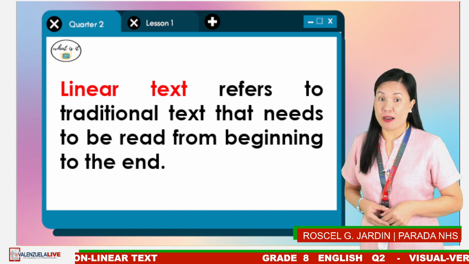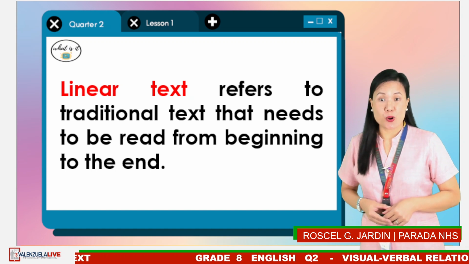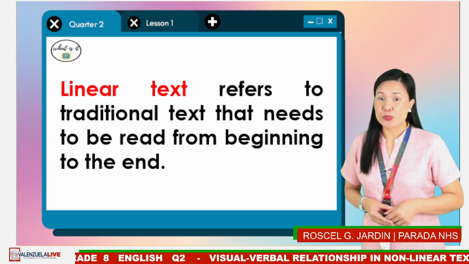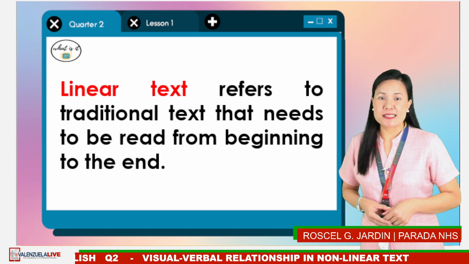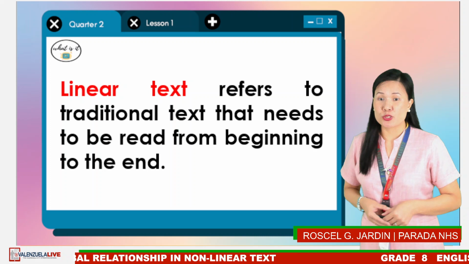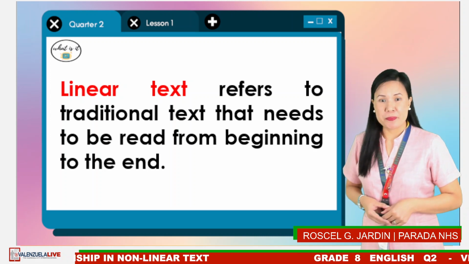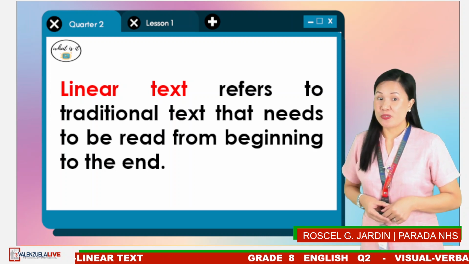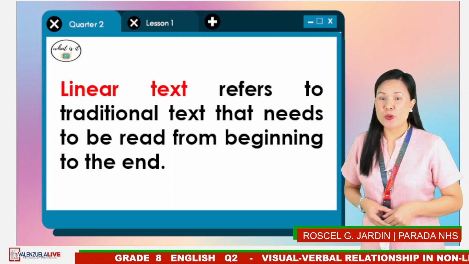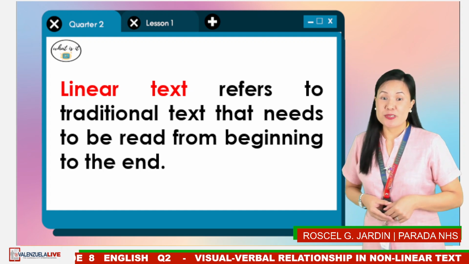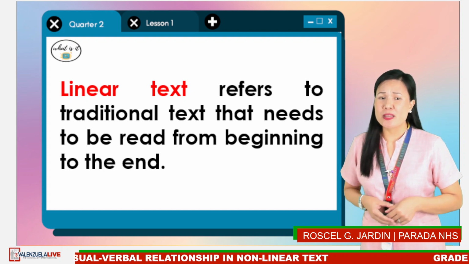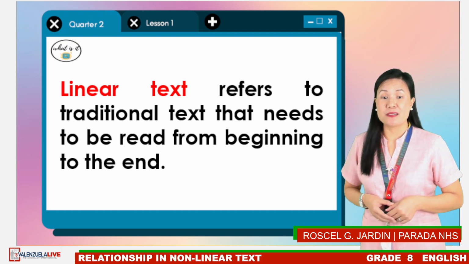Examples of these texts are novels, poems, short stories, letters, and all those texts that we read from beginning to end. The linear text is the most common type of reading. It is the traditional type of reading we are taught as children. However, there are some disadvantages in reading linear text. One is that you cannot find some information quickly. This is because you need to read the entire text from beginning to end, and you have to spend some time before you get the specific information you need.